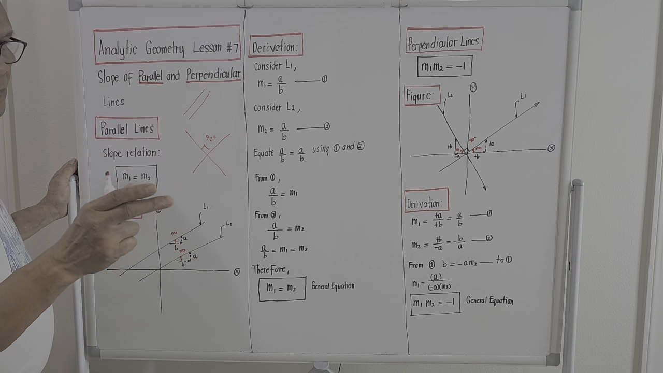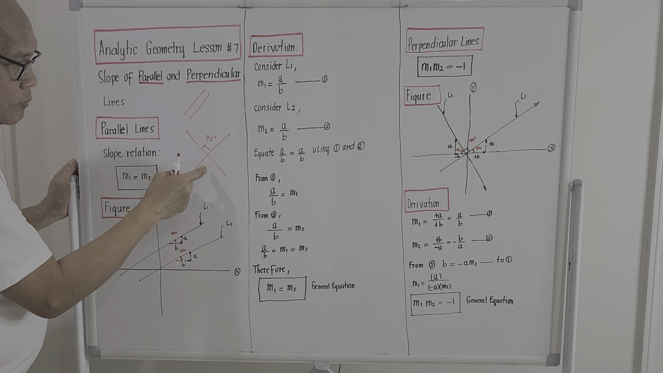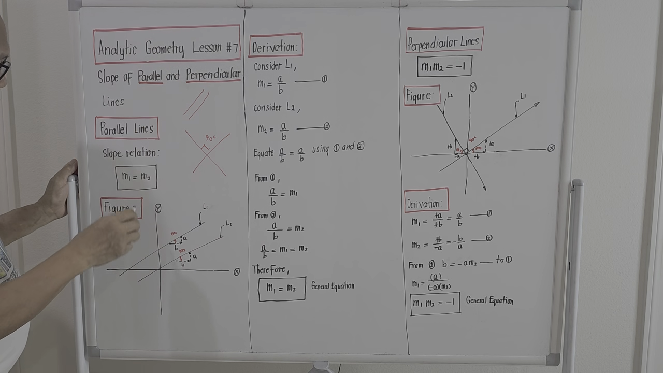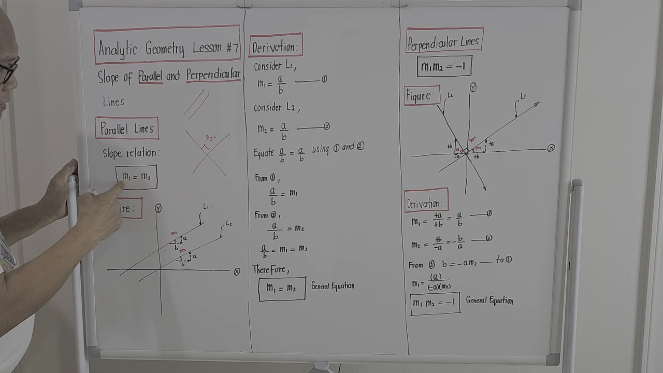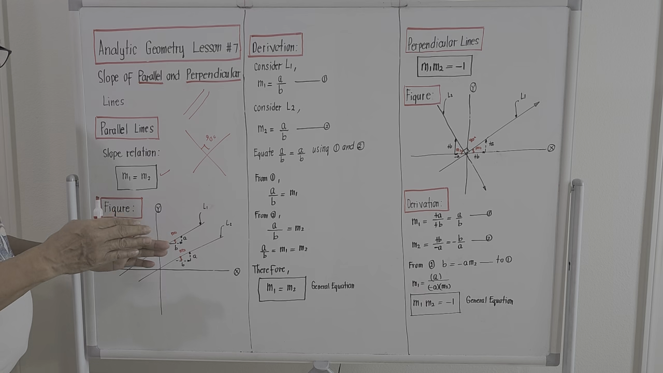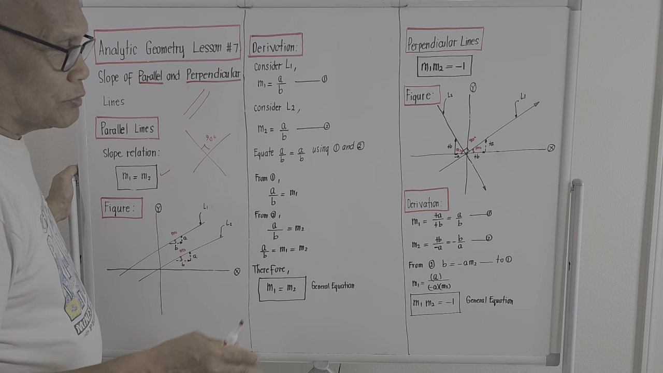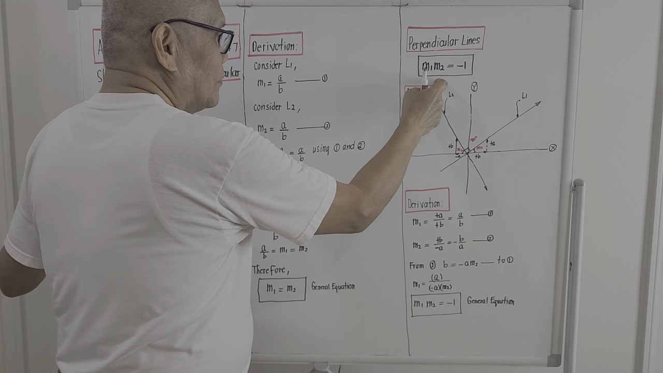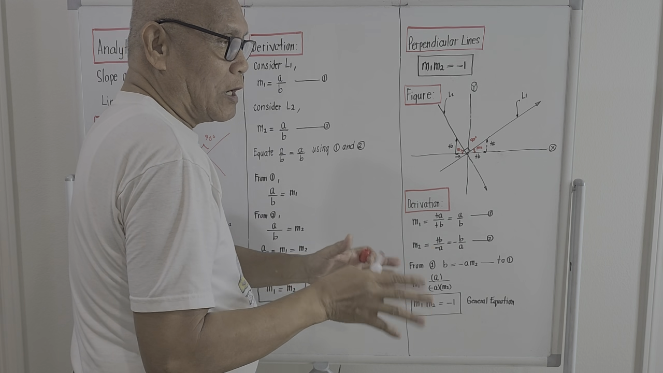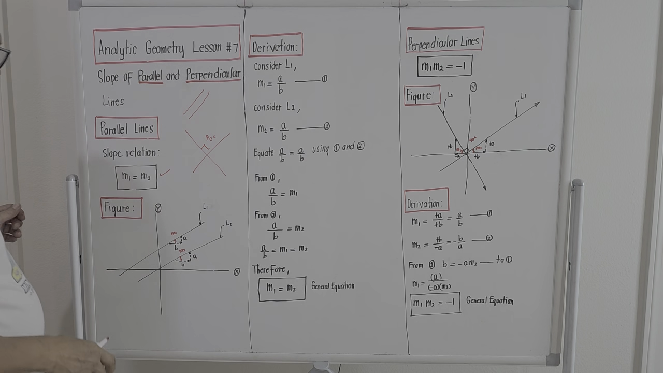So we will be deriving the formula on how to compute for the slope of parallel lines and the slope of perpendicular lines. Because we've been using the formulas for parallel lines, that is, M1 is equal to M2. But this was actually derived. It did not just come out like that. And for perpendicular lines, we've been using the formula, the product M1, M2 is equal to -1. We've been using this one, but we don't know how it was derived. So for tonight, I will be deriving these two formulas.